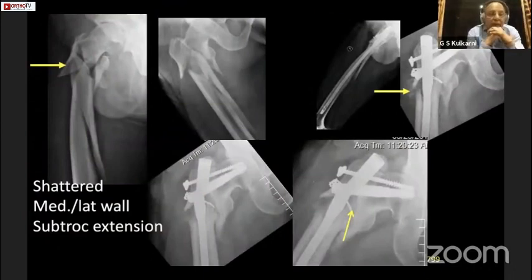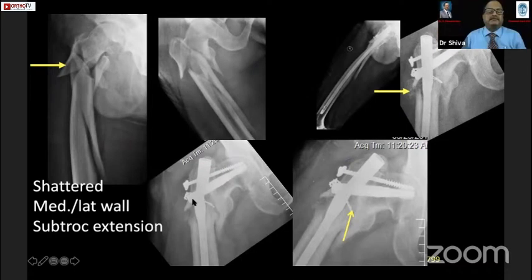Now this is a case in which the lateral wall is shattered. Also the medial wall is shattered, and there is subtrochanteric extension. This, we messed up the case. You can see here there is a gap, and whatever cerclage wire I have used is not functioning at all. So this resulted in a breakage here. Can you see the breakage here? There is a break here. Yeah, and this is the non-union.